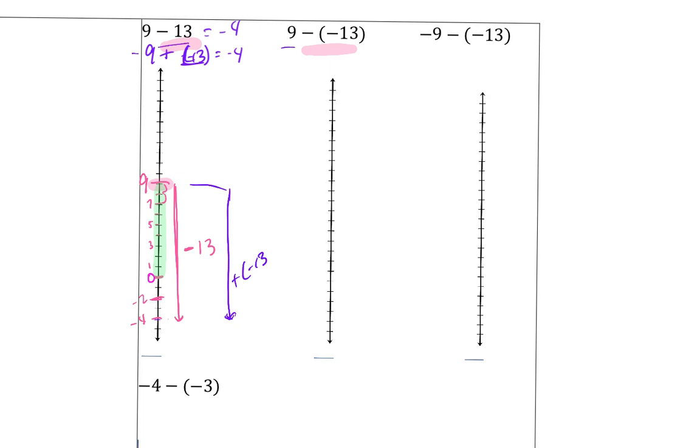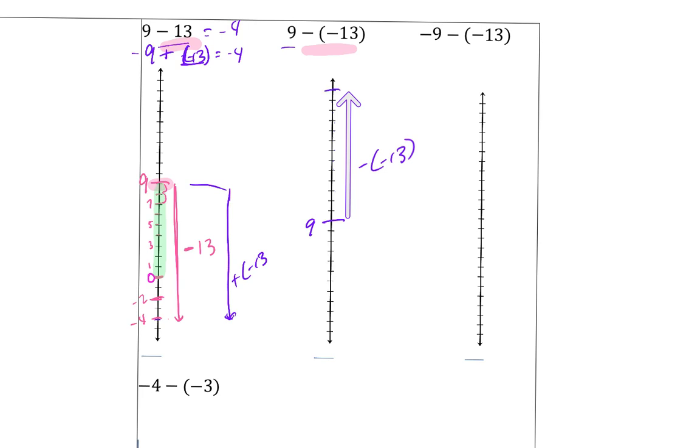Okay, so let's look at this. If we're subtracting negatives, we're starting at 9, right? But we're subtracting negative 13. If you're subtracting cold, what's happening to the temperature? Does it go up or does it go down? If we're taking away cold, we're going to go up. So this is what it looks like when we subtract negative 13. And if we go up there, that means we've gone up.